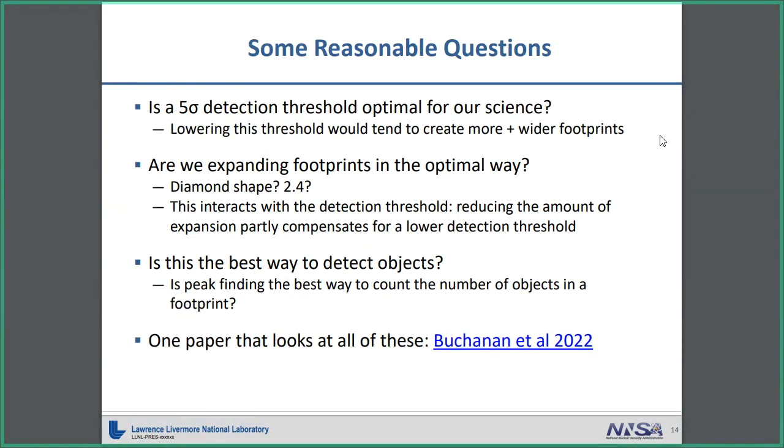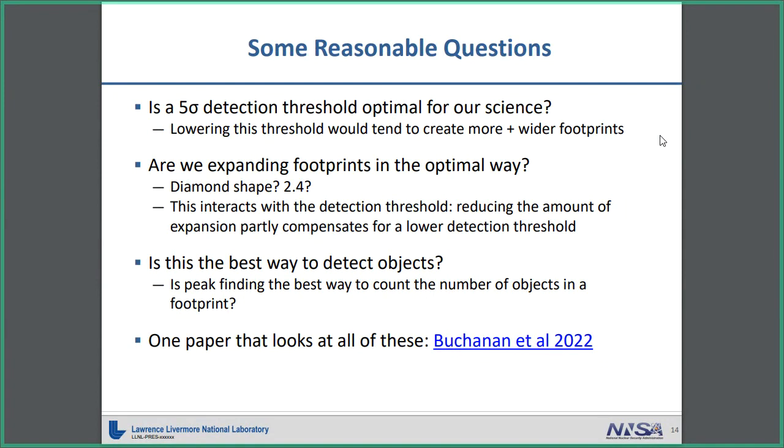I've thrown a lot of very specific numbers at you, and I hope by doing that I've raised some reasonable questions in your mind. Is a 5 sigma threshold the best possible threshold to use for footprint detection? Is 2.4 times the PSF width the best possible expansion kernel to use for detection? Is peak finding the best possible way to detect objects? These have all been tuned before for HSC, for example, but these would be excellent topics for people to study in the future as we move forward.